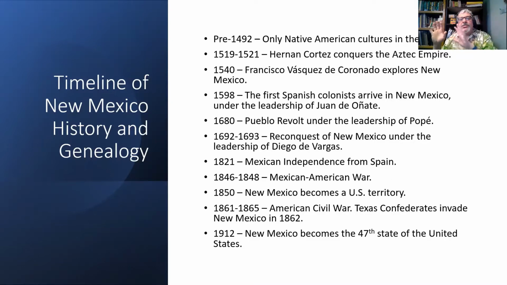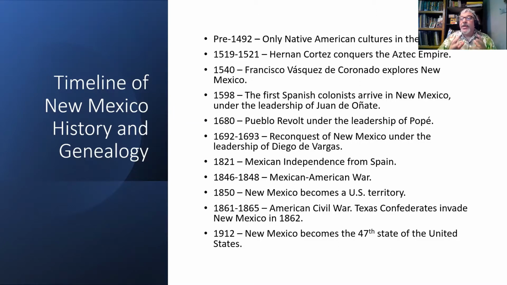The Spaniards are expelled from New Mexico. They live down in the El Paso, Juarez area. And then by 1692, 1693, they reconquer New Mexico under the leadership of Diego de Vargas. Within that time, a number of people come into New Mexico.